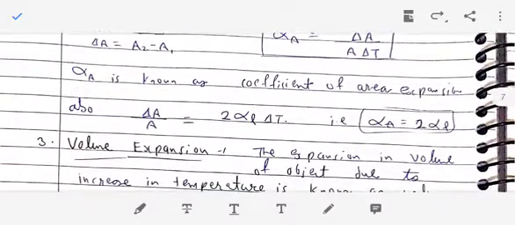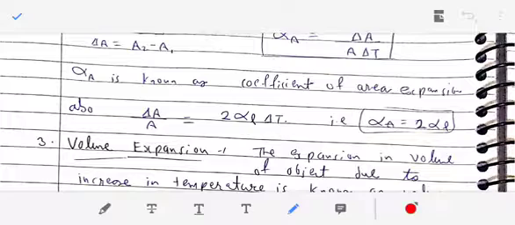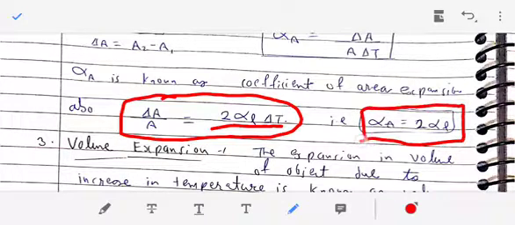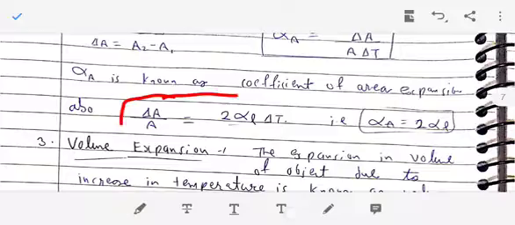There is also a relation that delta A upon A is equal to 2 times alpha L delta T. This alpha L is the coefficient of linear expansion. So that means the coefficient of area expansion is 2 times the coefficient of linear expansion. We will derive it further. There is an example in which we will derive this relation.